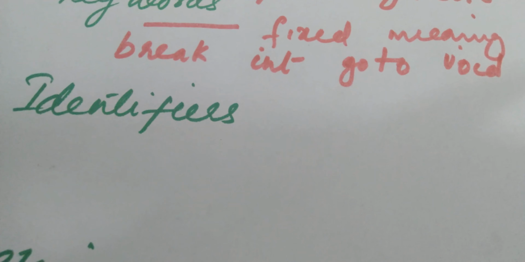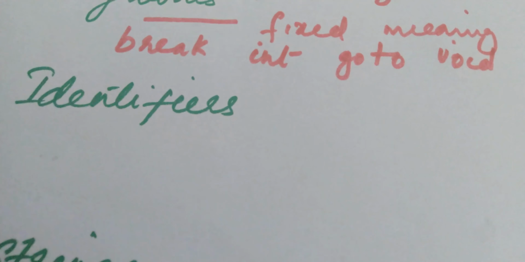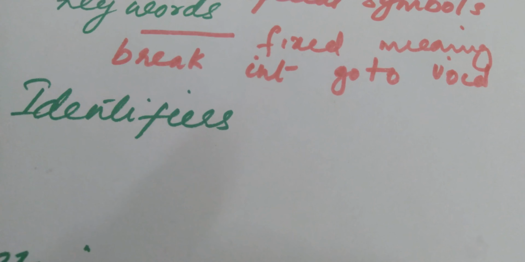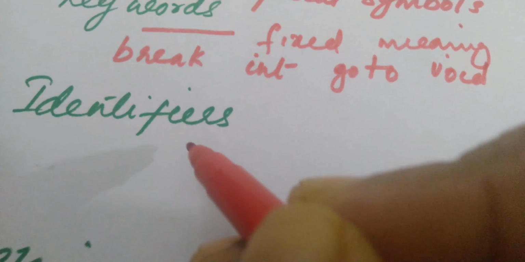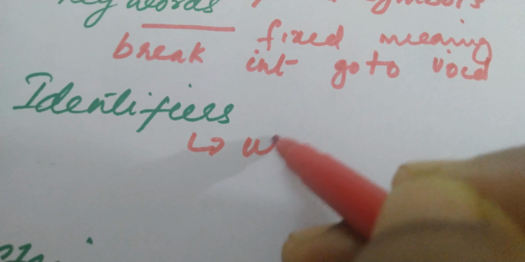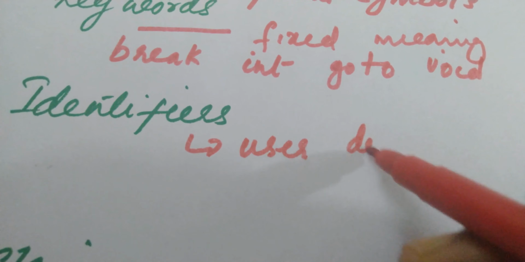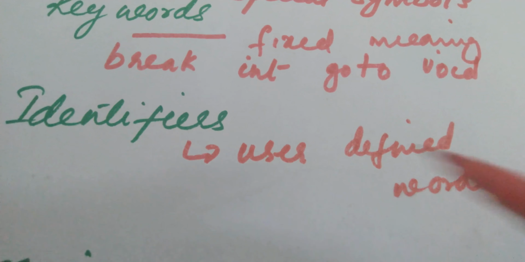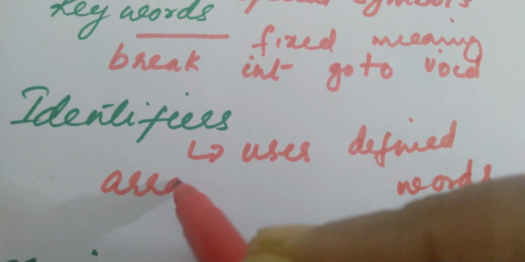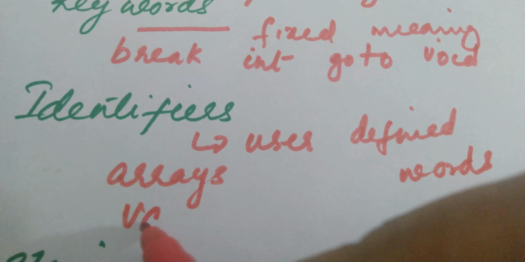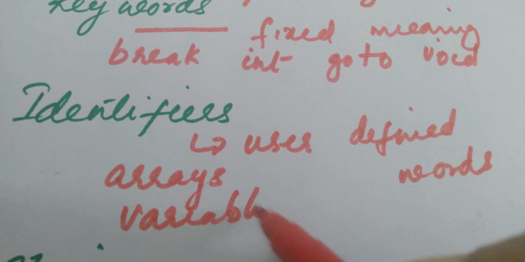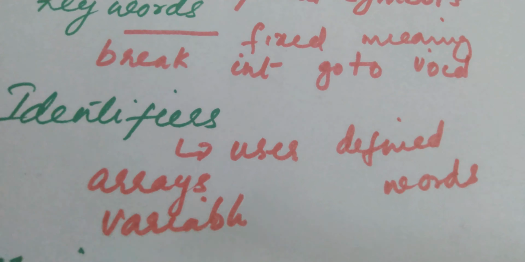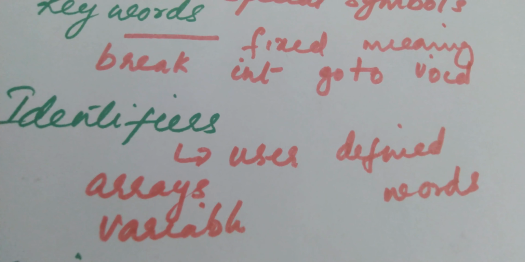Next is identifiers. Identifiers are the names of variables, functions, arrays, etc. That means identifiers are user-defined words, which can be used for naming arrays, variables, structures. That means wherever the user has to give a name for some data types, there we depend on identifiers.